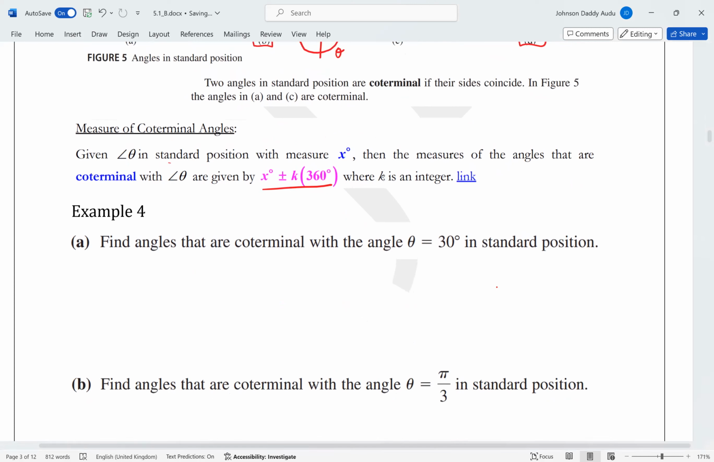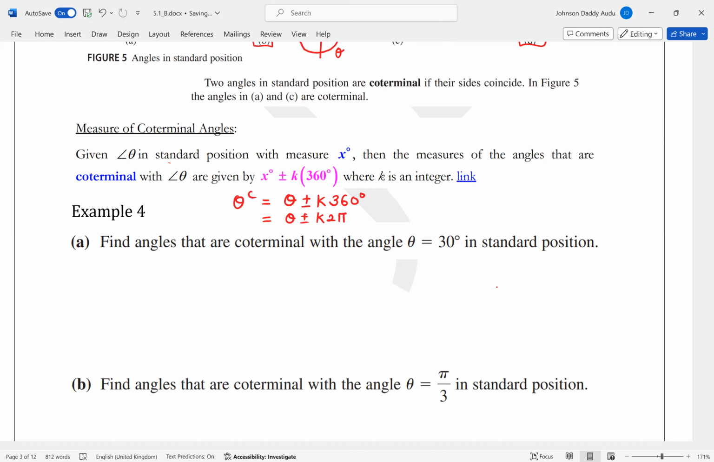So let me modify this formula a bit. Let me just write it. You can use this coterminal. If you want to find coterminal, you can use your theta, whatever theta you are given, plus minus k times 360, or you can use plus minus k times 2 pi, depending on whether the angle is in degrees or radians.